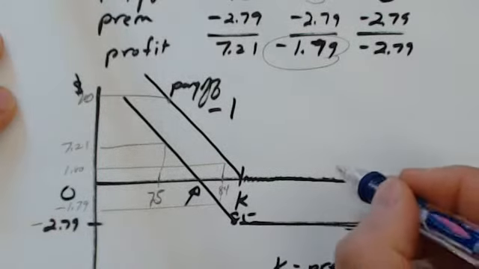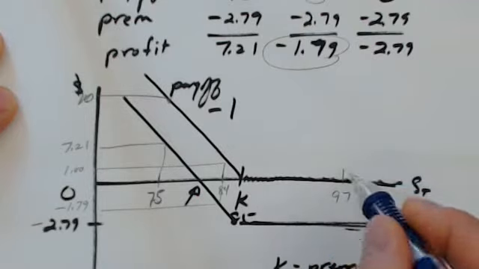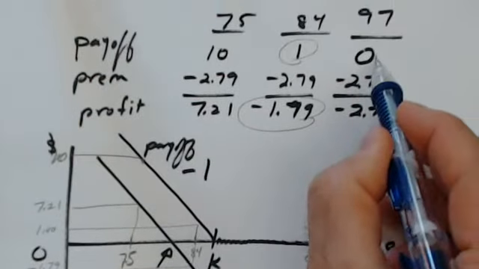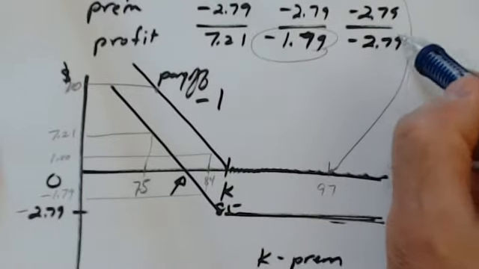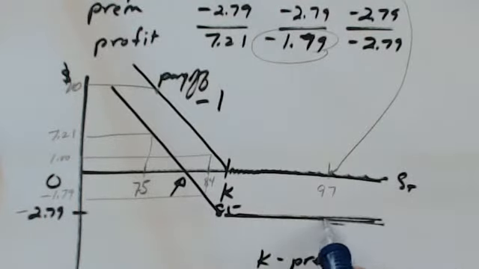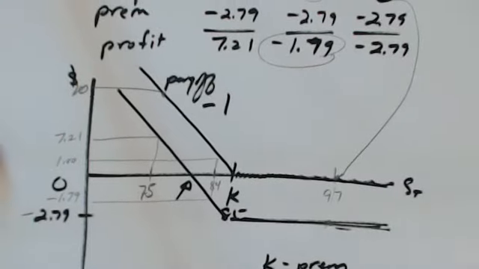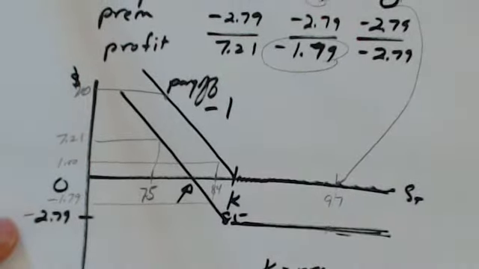And then at $97 a share, the payoff is 0. See, the payoff is 0 right there, and the profit is minus 2.79 right here. It coincides with the minus 2.79. Okay, one more to go. Let's do the short put.